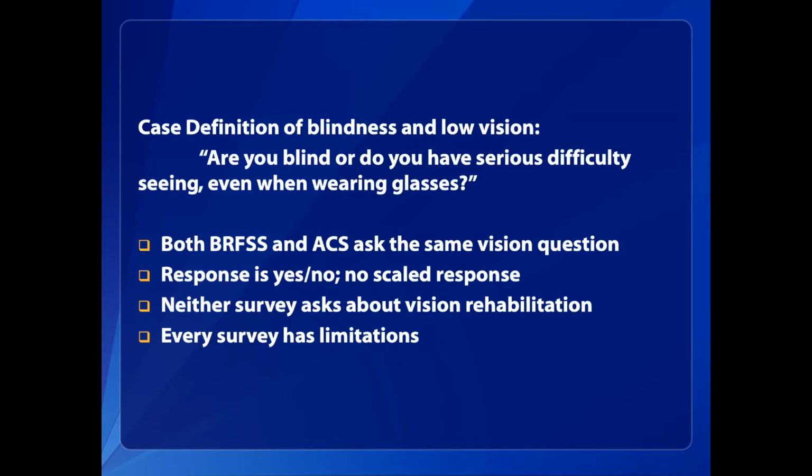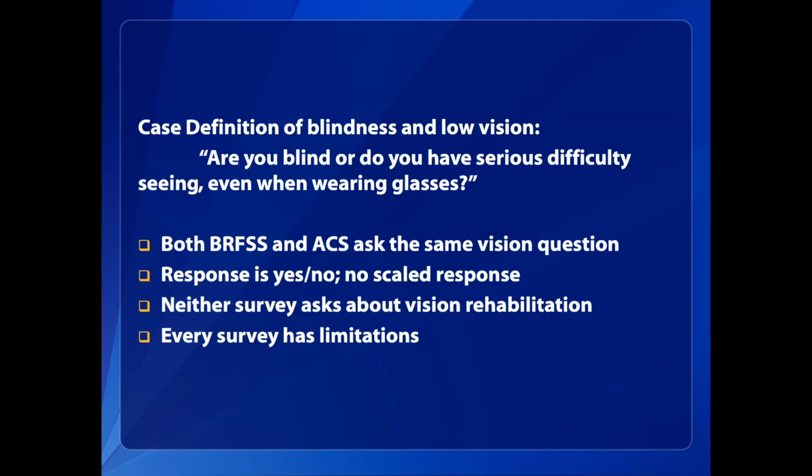One of the weaknesses is that nobody likes this question, frankly. The good thing is that it appears in the core of the BRFSS, I think since 2013 or 2016, and it appears in the ACS. So we have two major population-based surveys asking the same question. One of the problems is that the response is yes or no, so it's not a scaled response. A scaled response would be better.